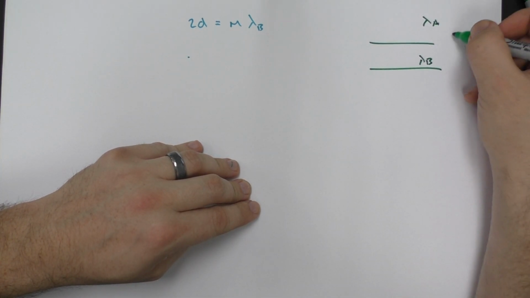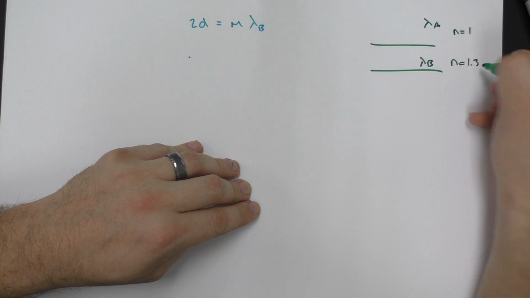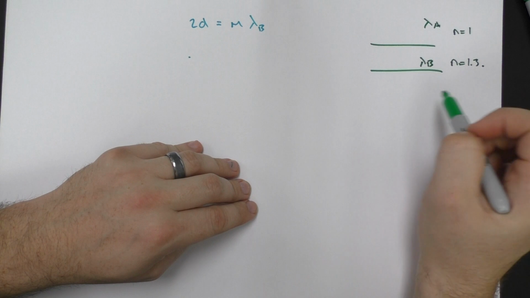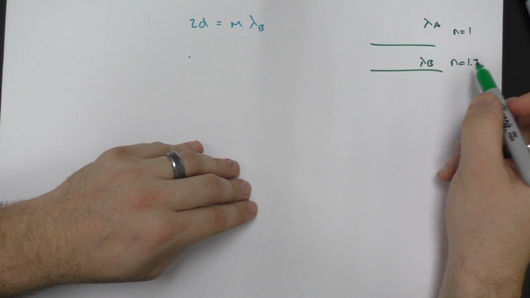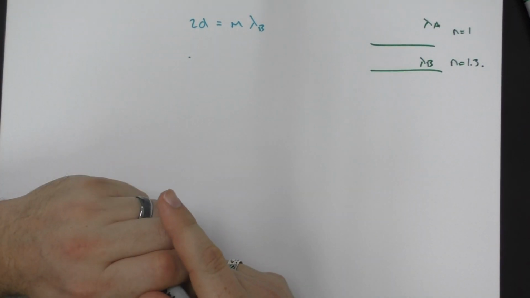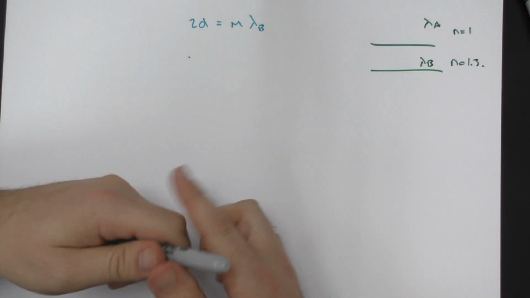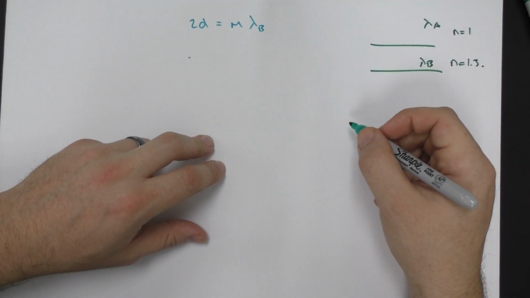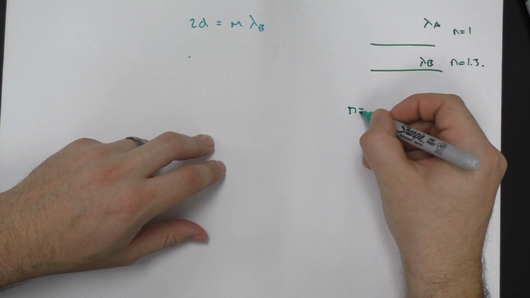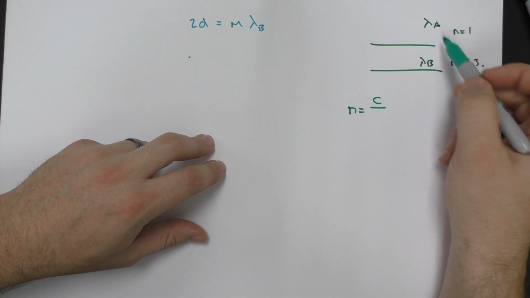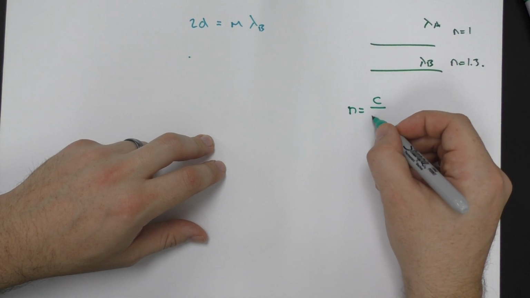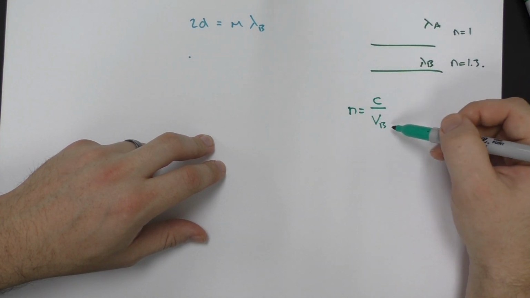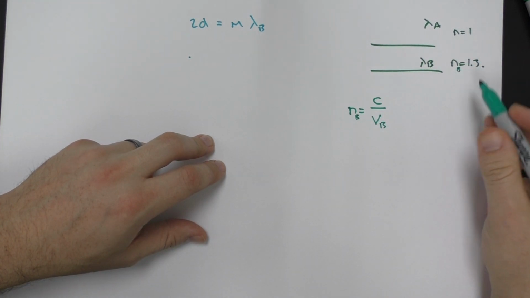So I said before that this was n equals 1 and this was n equals 1.3. Now, let's have a think. How is lambda A related to lambda B in this circumstance? Well, it's going to be affected because of the refractive index. The refractive index is an indicator of how the speed of light changes when going from one medium to another. So n equals 1.3 lets us know that n is equal to c, which is the speed of light in air, over v. We'll say that's v in B because that's material B. We can call this nB just for completeness.